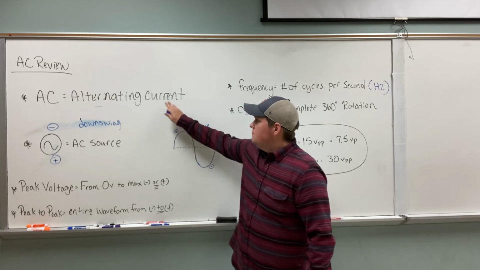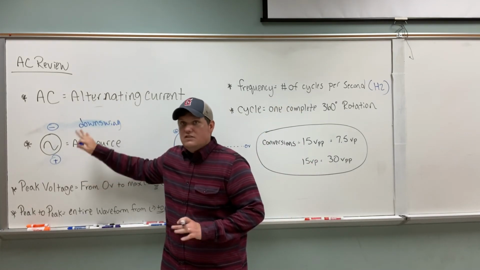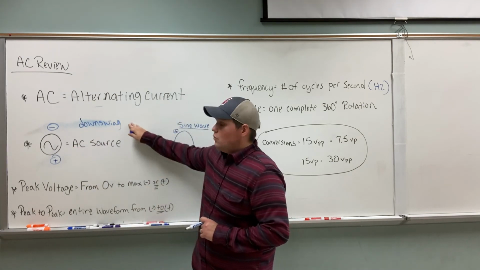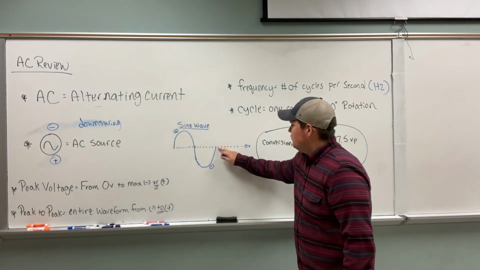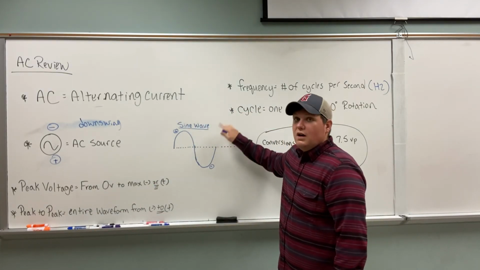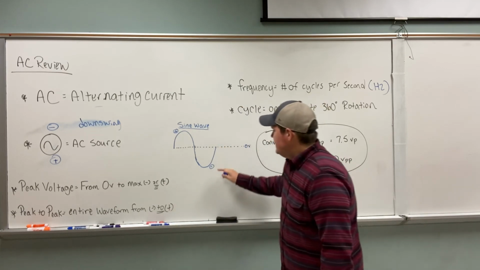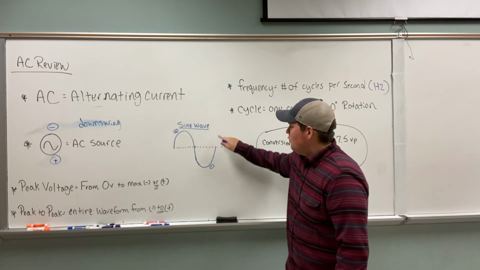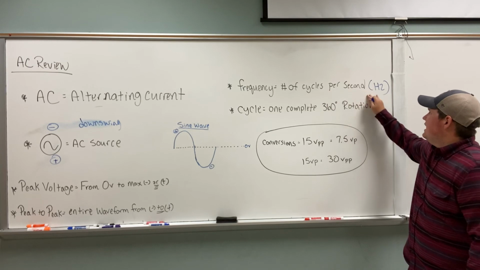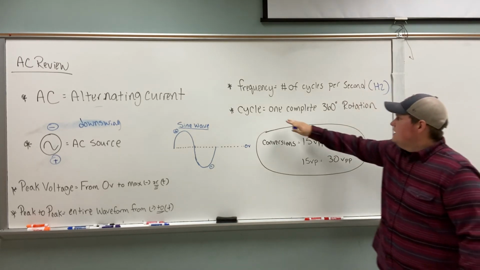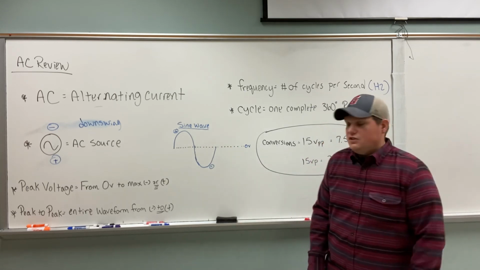So just a recap: AC, alternating current. This is our source, okay? This is what our source looks like in AC. Remember your upswing and your downswing. Peak voltage is just measuring from 0 volt reference to positive or 0 volt reference to negative. Peak to peak is the entire span of the waveform from positive to negative. Frequency is the number of cycles per second measured in hertz, and cycle is one complete 360-degree rotation.